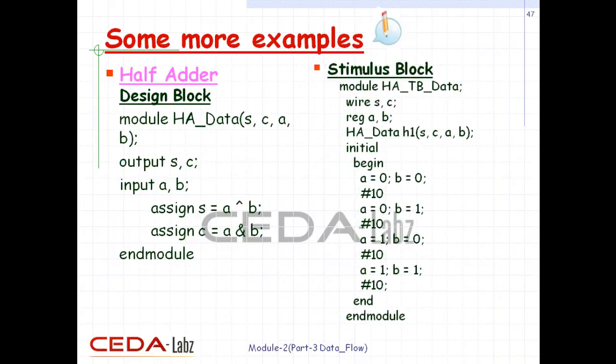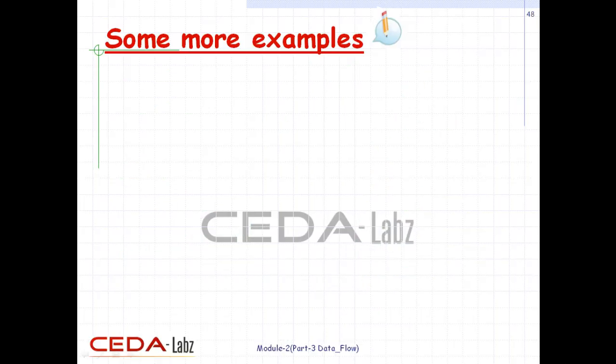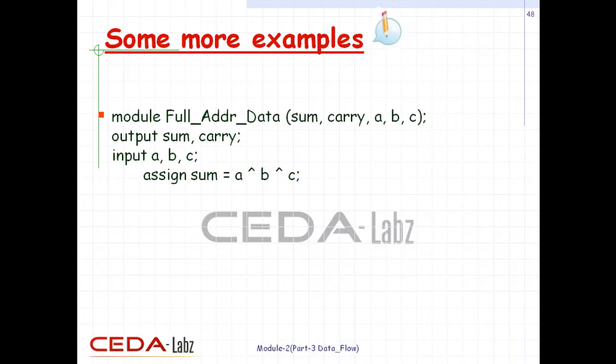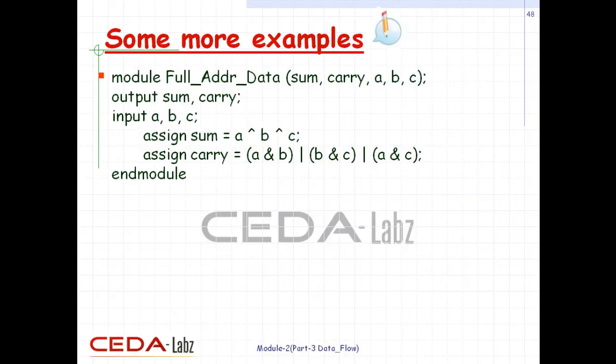This is the stimulus block for the half-adder. Stimulus block will be the same, as in stimulus block, we provide environment to the design block, which won't be affected if we write our code in gate-level modeling or data flow or behavioral. It would remain the same, except the instantiation portion. We would instantiate the design block which we want to test. This one is the example of full adder using data flow modeling.